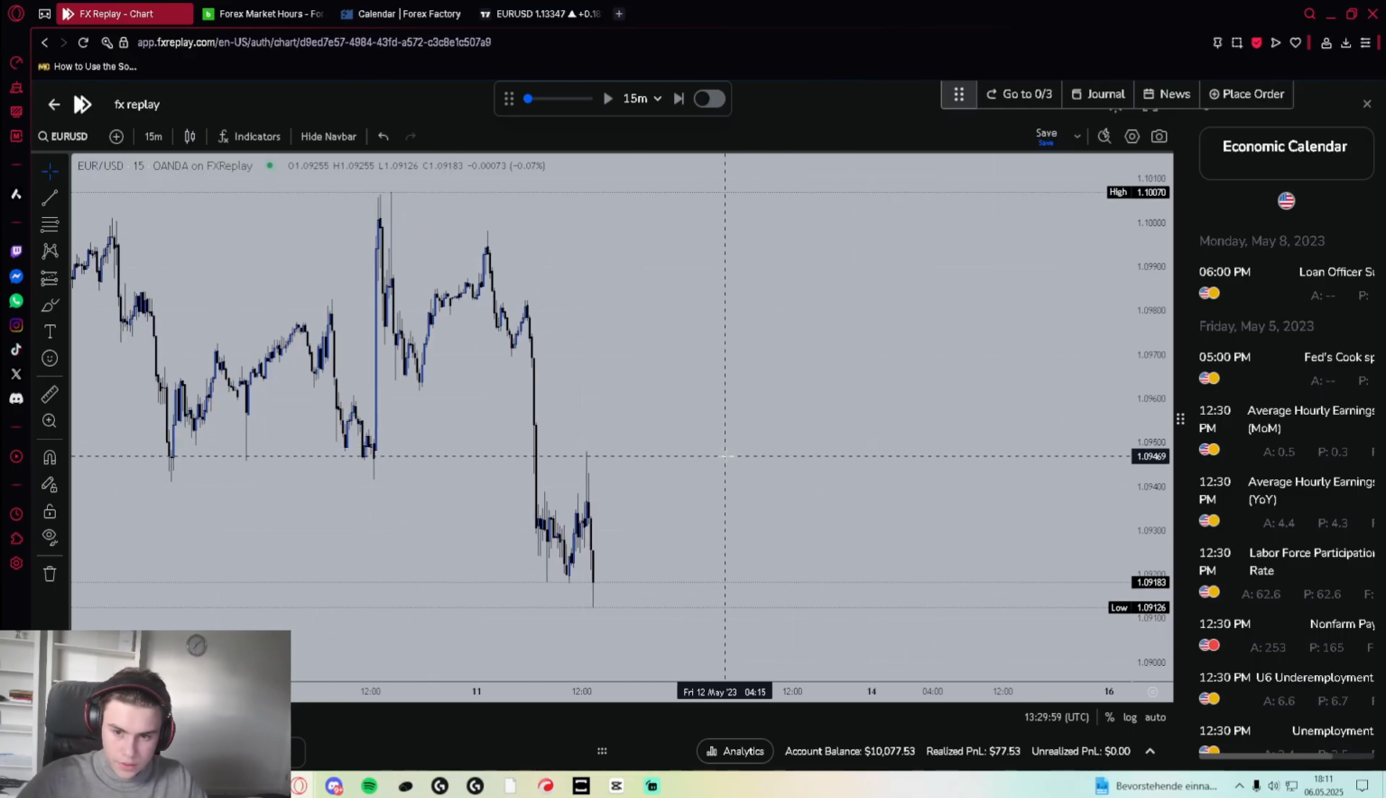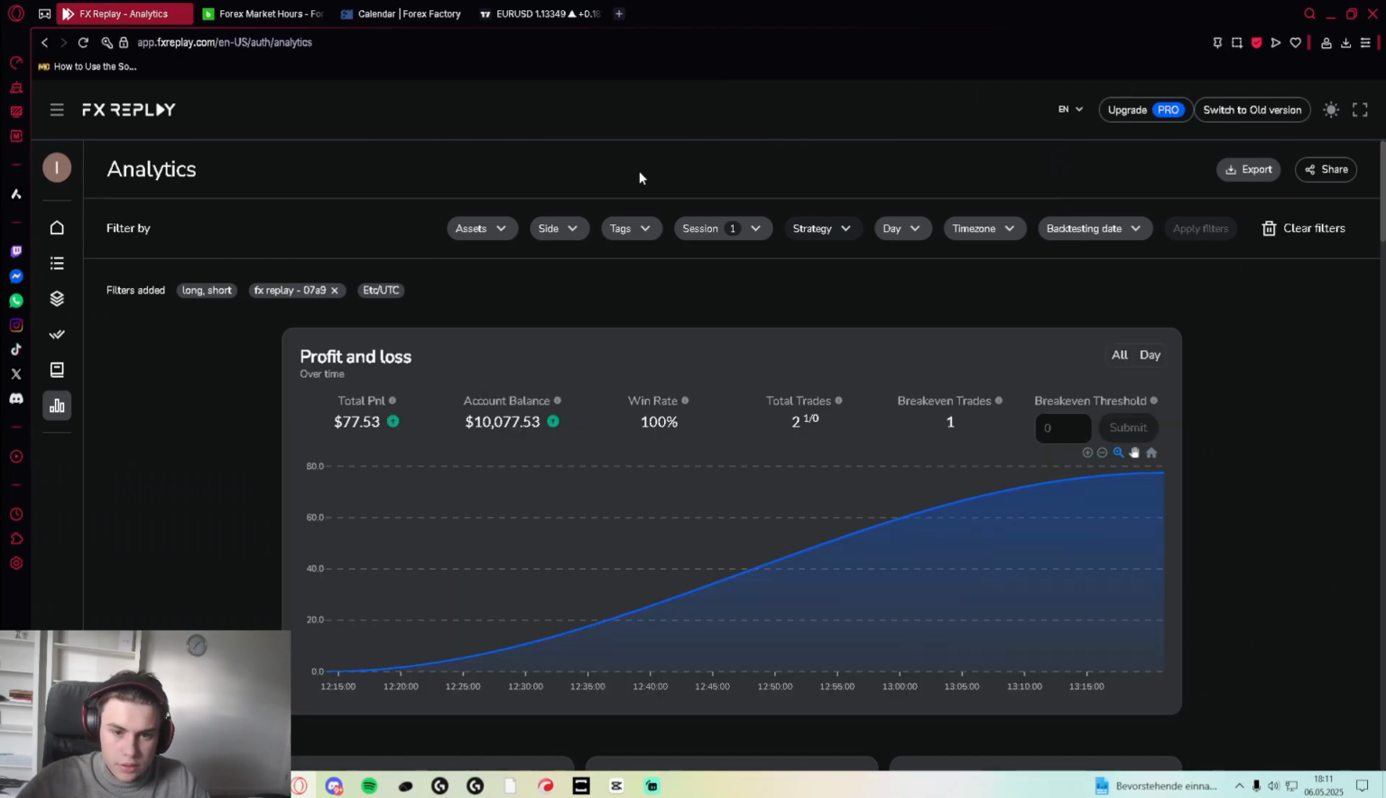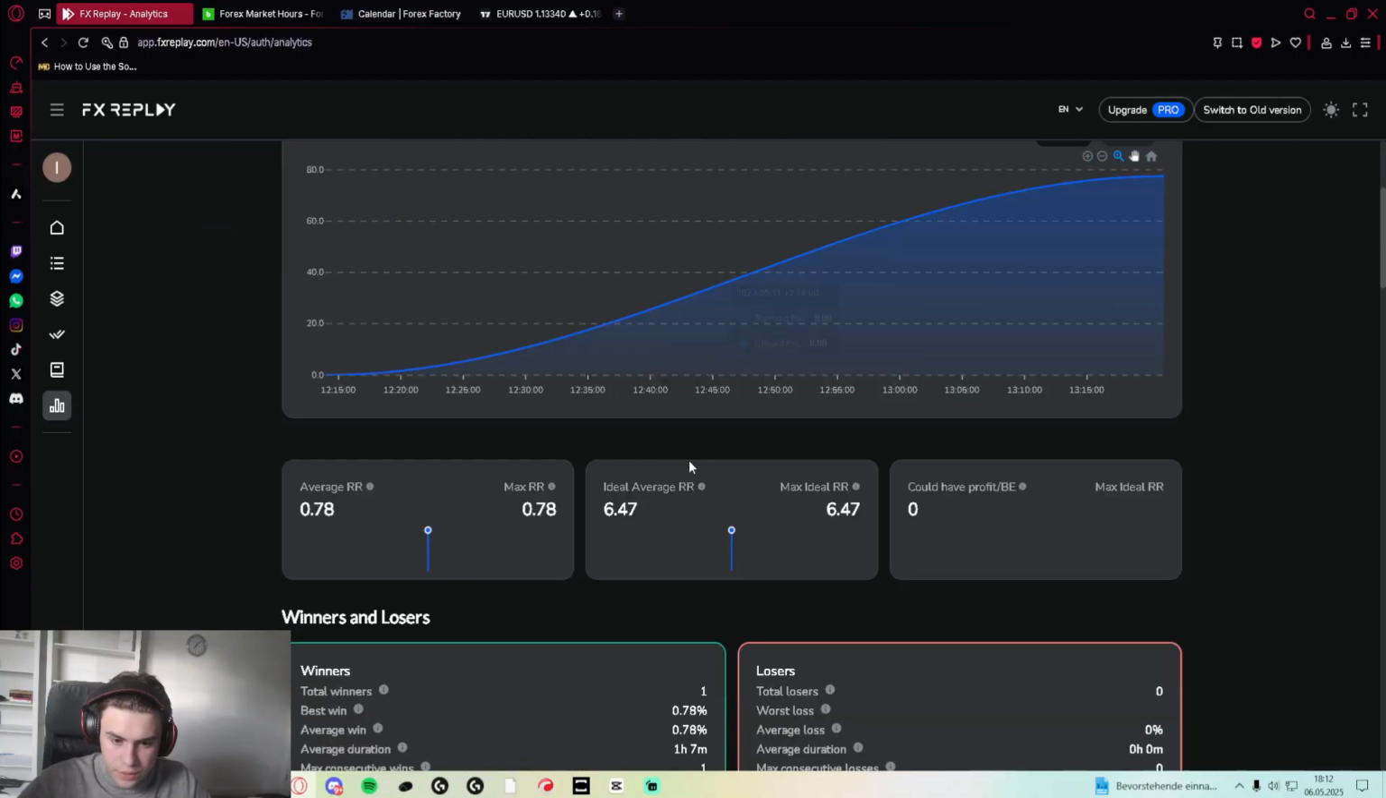Okay. So now we can go on analytics, and here we see from our session total trades. I'm at 2, 1 win, 0 loss, because the other trade we discard, right? Break even trade. This was the one trade we just went out. Our total P&L. Here we can see the scale going up. Win rate 100%. Here's our average R, 0.7.